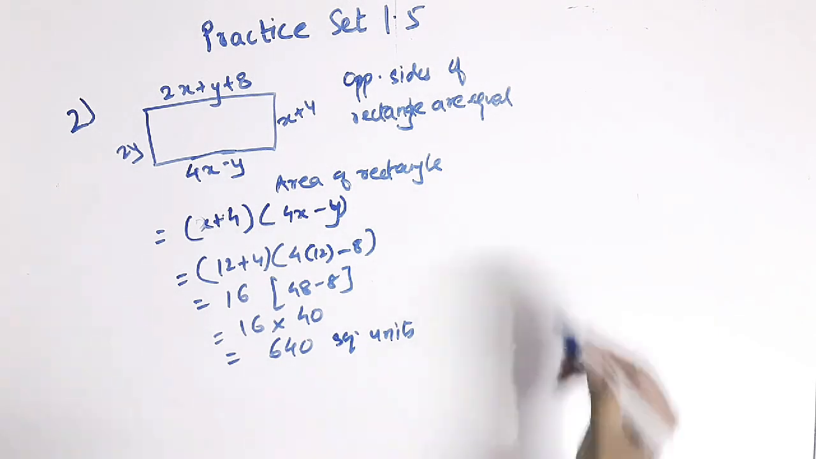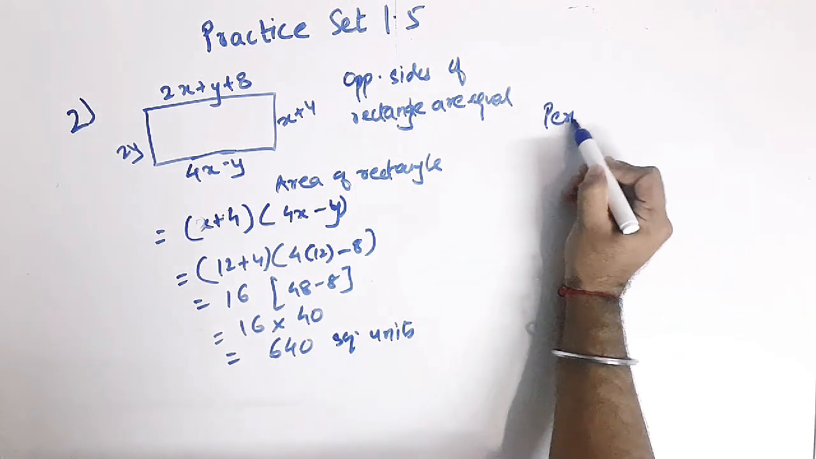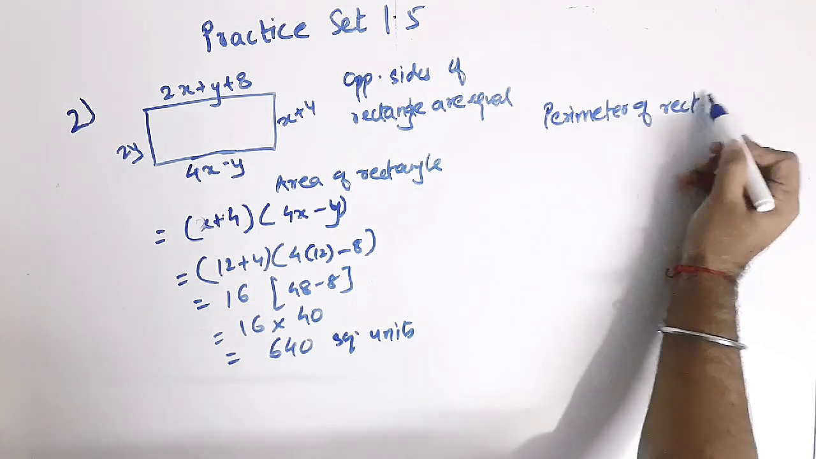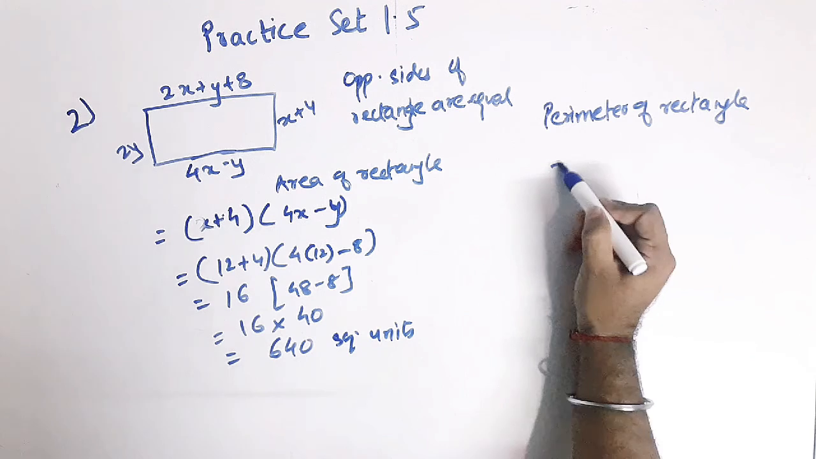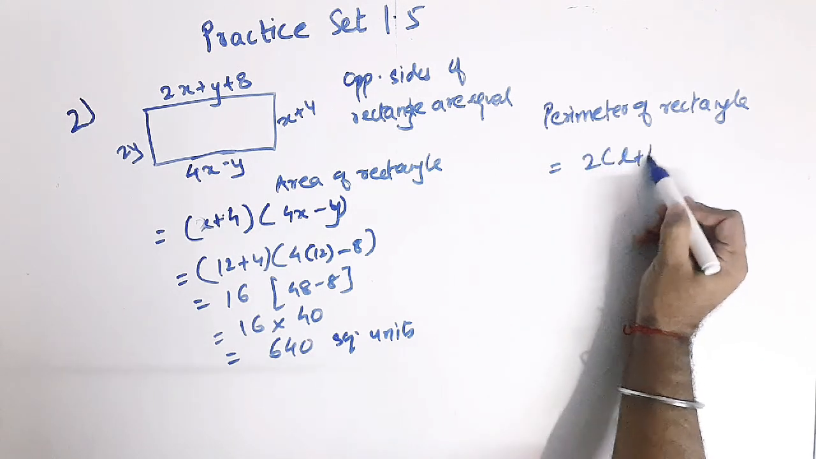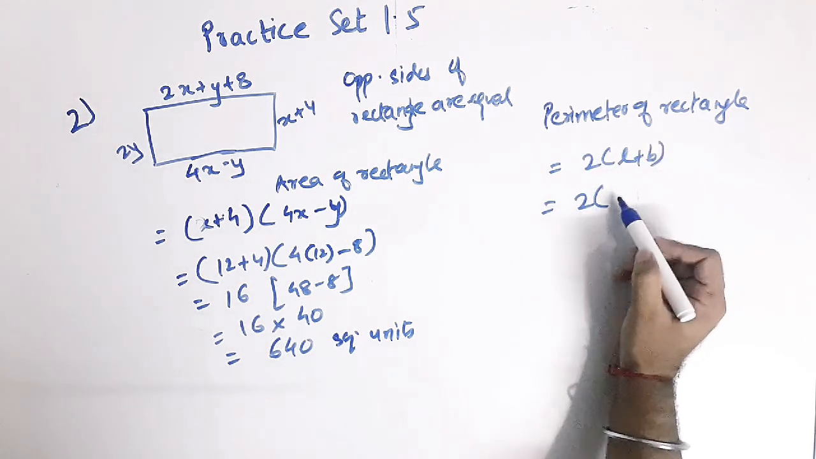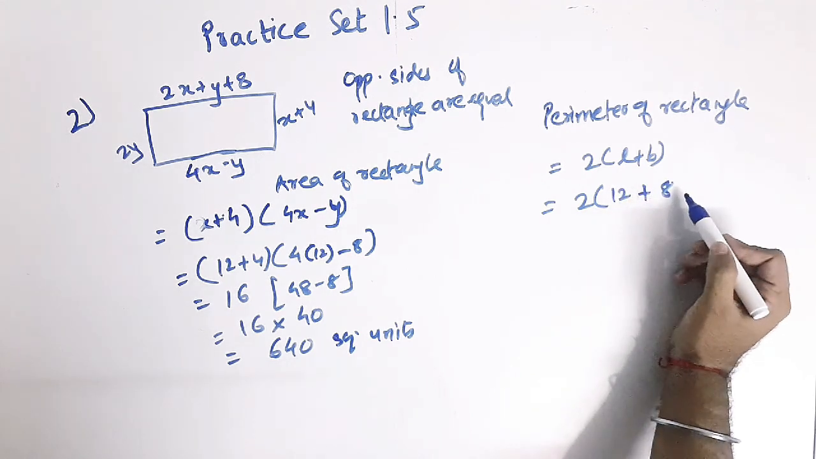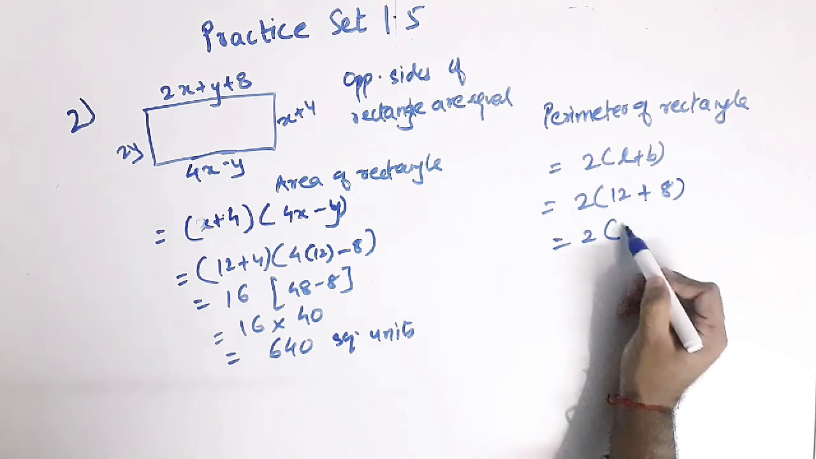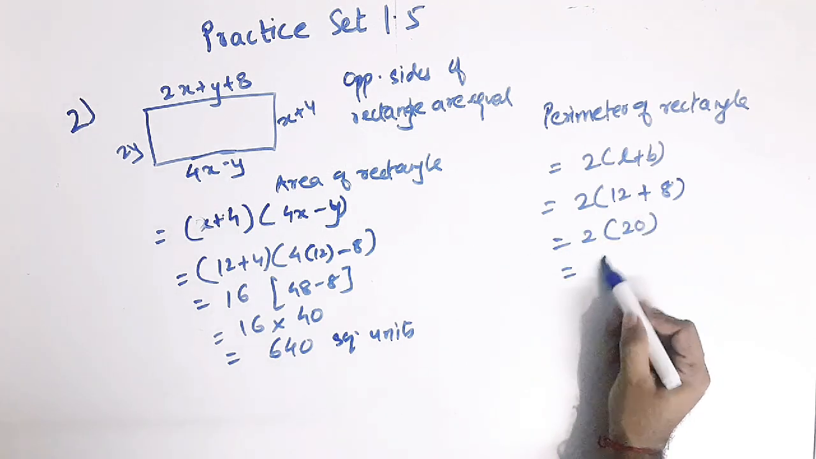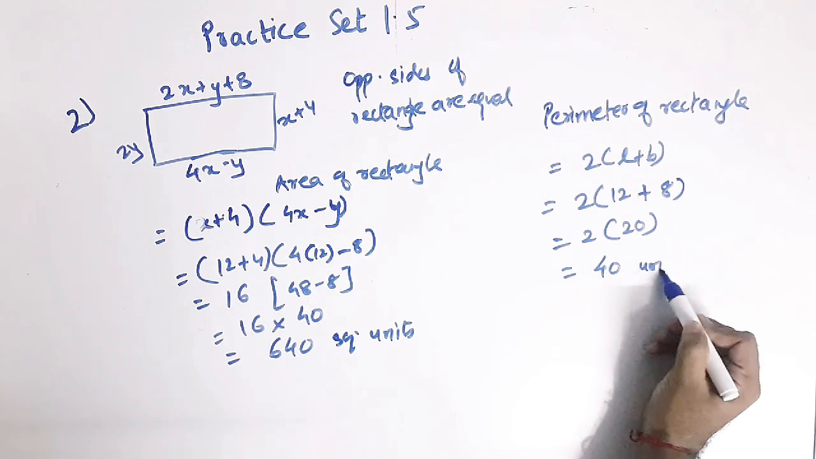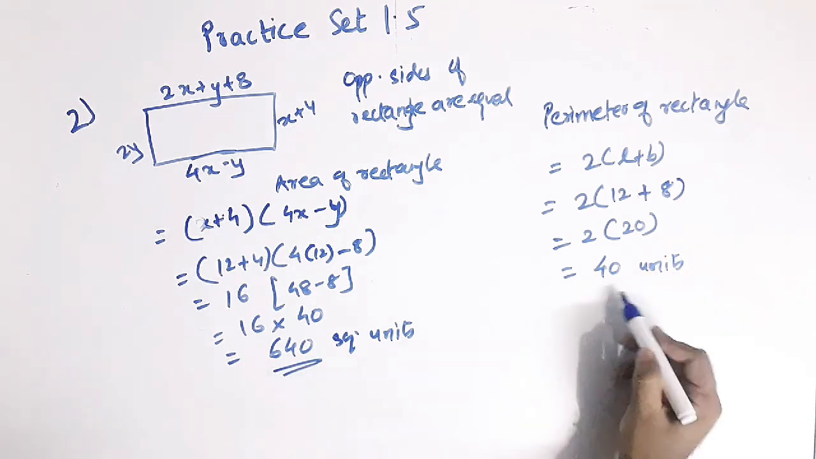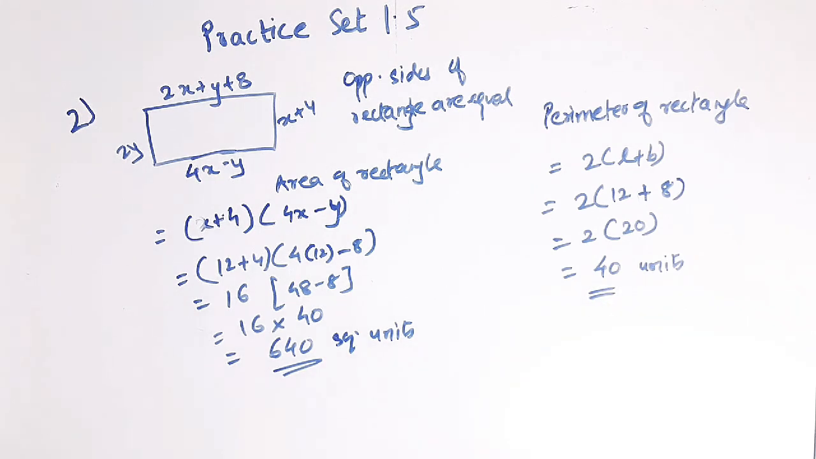Then they have asked to find the perimeter of rectangle. How will we find perimeter of rectangle? Perimeter of rectangle is 2 bracket length plus breadth. Length is x, that is 12, plus breadth is 8. So it is 2 bracket 20. What is 2 into 20? It is 40. We have to write 40 units. So this is the area, this is the perimeter.